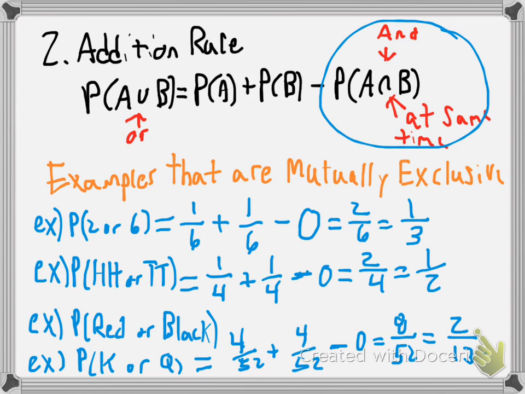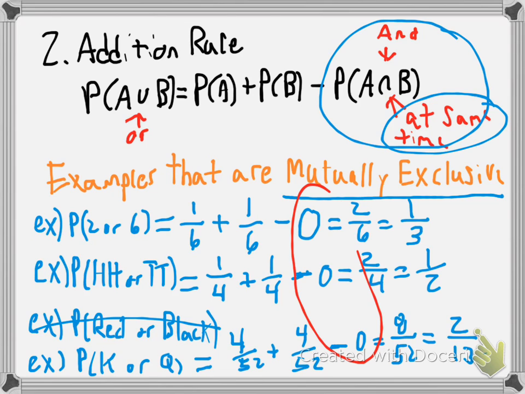Now notice, all these events, I'm skipping this red and black one, all these events, 2 or 6, head or tail, king or queen, they're all mutually exclusive because they can't happen at the same time. So therefore, the probability of both of those events, A and B, in all cases is 0. Notice it's 0 for all three of them. So that's what it means to be mutually exclusive. Can they happen at the same time? If they can't happen at the same time, they're called mutually exclusive.